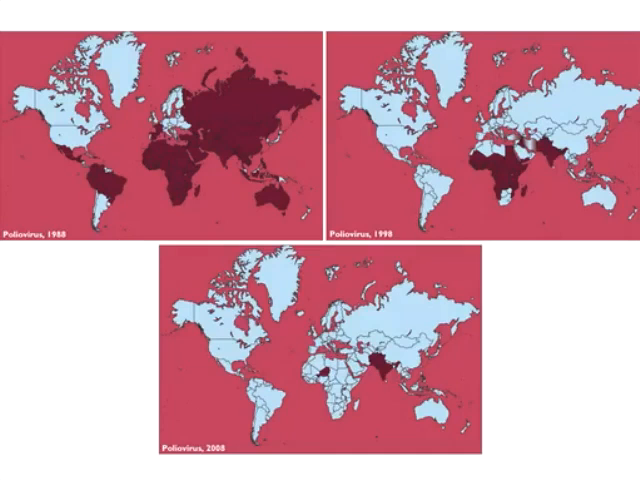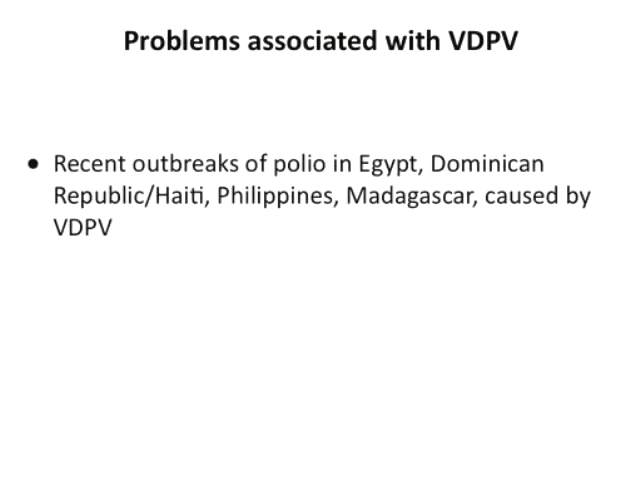Here's the progress of eradication. You can't see it very well, but in 1988 there were about 500,000 cases globally. And now in 2008 we have about 2,000 cases a year. Nigeria, India, Afghanistan, and Pakistan are the countries where it's never been eradicated globally. But there were outbreaks very recently in Egypt, DR, Haiti, Philippines, Madagascar, all caused by vaccine-derived polio.